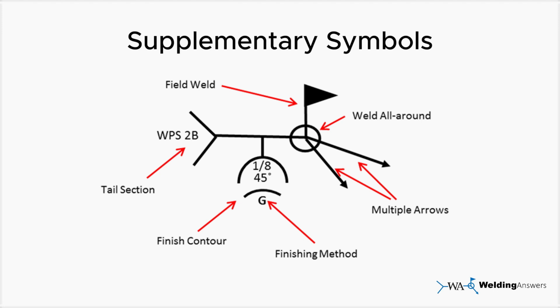Supplementary symbols for groove welds. The supplementary symbols we discussed for fillet welds in part 1 of this video series, such as the all-around symbol, field weld symbol, multiple arrows, contour, and finishing methods, also apply to groove welds. This figure serves as a quick review of these symbols, which you'll commonly see used in conjunction with groove weld symbols. But in addition to these, groove welding symbols may also incorporate some unique supplementary symbols.